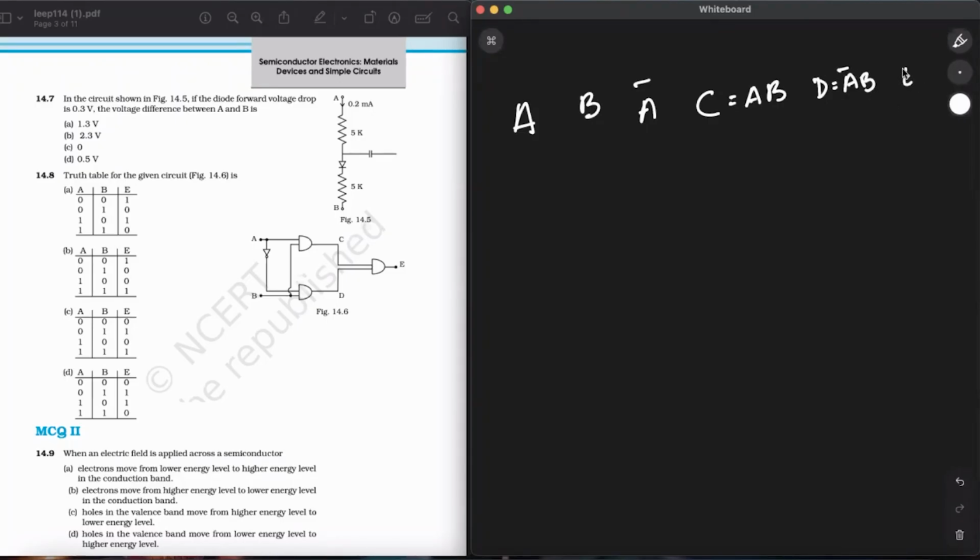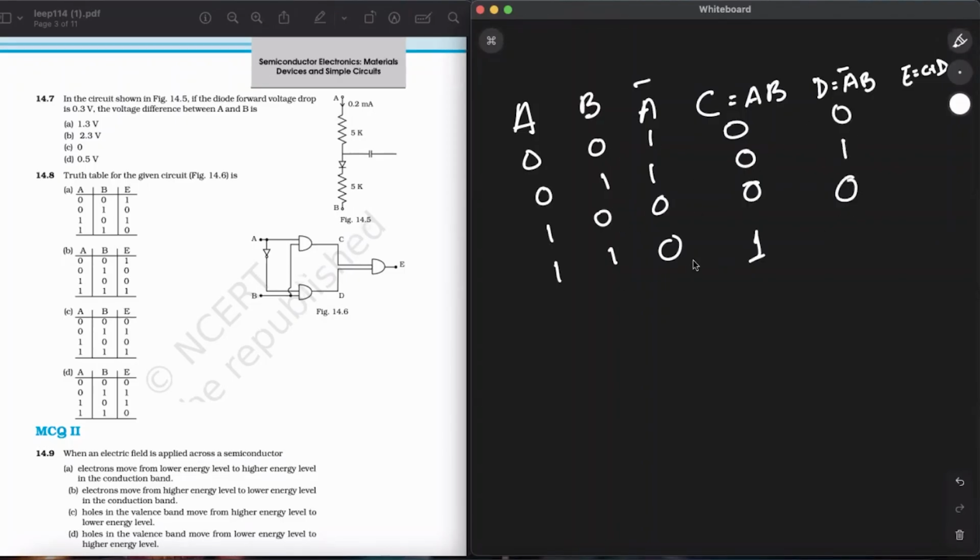And finally, E will be equal to C plus D. Alright, so now we'll just start. A and B will be 0 0, 0 1, 1 0, and 1 1. So A dash will be what? A dash will be 1, 1, 0, 0. Now C is A into B, which is A and B: 0, 0, 0, and then 1. D is A dash B. So A dash B is what? 0, now 1, 0, again 0.